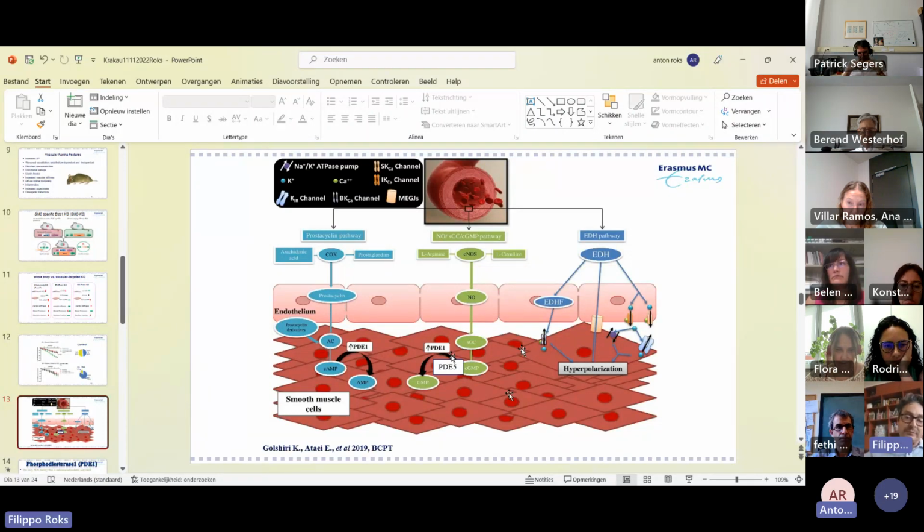So our clues, and we've done this in the whole body and also the smooth muscle model, are that PDE1 becomes prominent when you have an aged blood vessel.